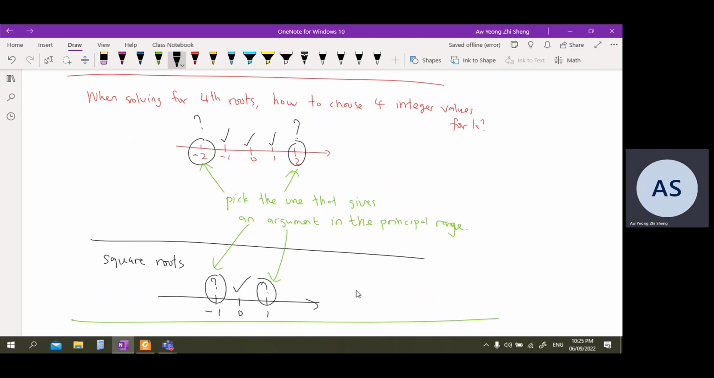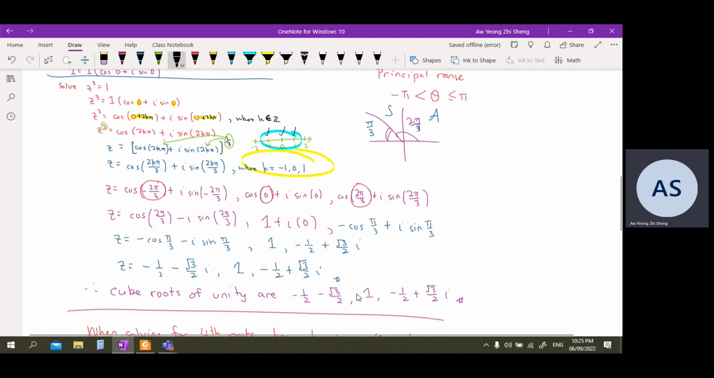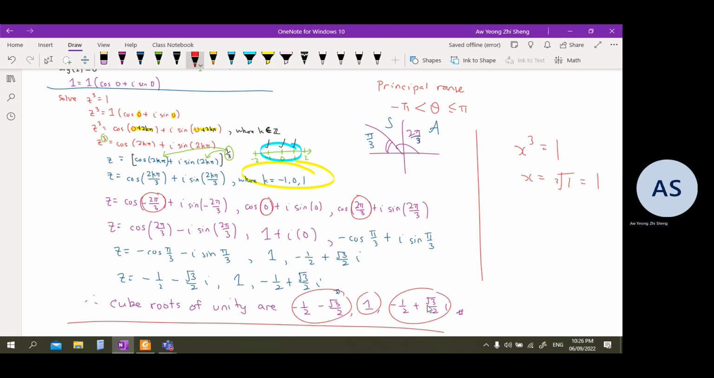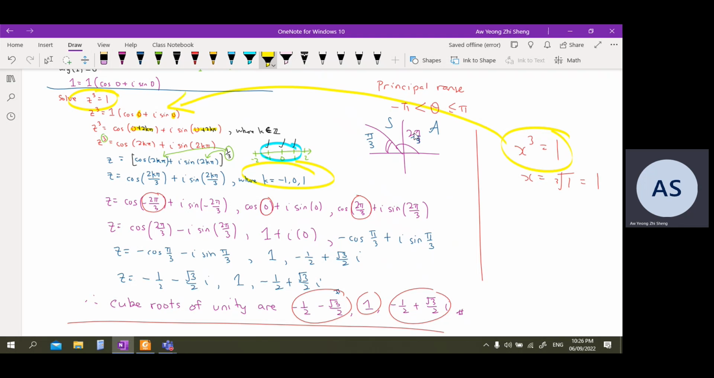Okay. Now, looking back at the cube roots of unity, some people may wonder, isn't it that usually when we solve x cubed equals 1, we usually just say x equals to cube root of 1 and we just have one solution. But why now we end up having 3 solutions? What is the equation that we solve at the beginning? We solve z cubed equals to 1. So isn't this the same equation as x cubed equals to 1? But why instead of getting only one solution, now we get 3 solutions?